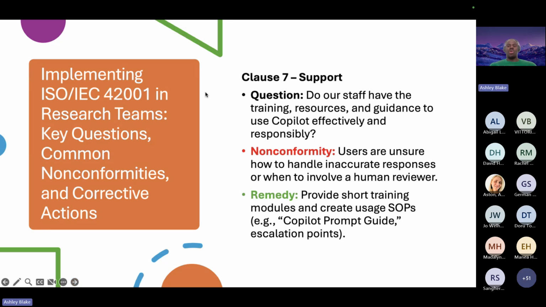Clause 7, in terms of support. So do our staff have the training, resources, and guidance to use Copilot effectively and responsibly? You would be non-conforming to the standard if users are unsure how to handle inaccurate responses or when to involve a human reviewer. So that would be a case of if you've got no processes in place or there's no training, but you would remedy that by providing short training sessions, creating standard usage procedures, and creating a Copilot prompt guide for escalation points.